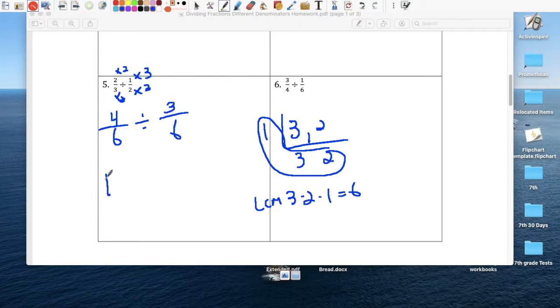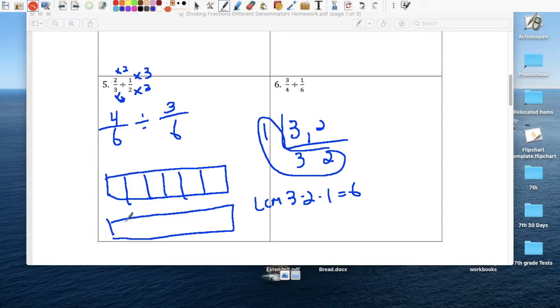Let's draw this out. So I need something with 6 pieces. 1, 2, 3, 4, 5, 6. And 1, 2, 3, 4, 5, 6. So 4/6 is what I have. And 3/6 is what you want. So let's shade 4/6. Right? That's what I have. This is what you want.